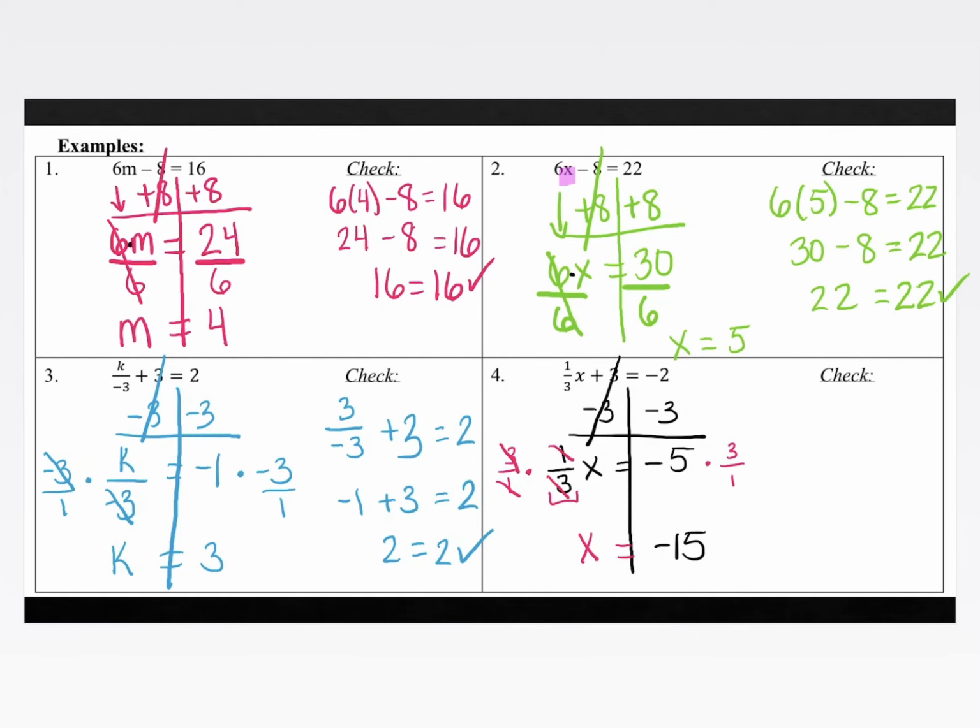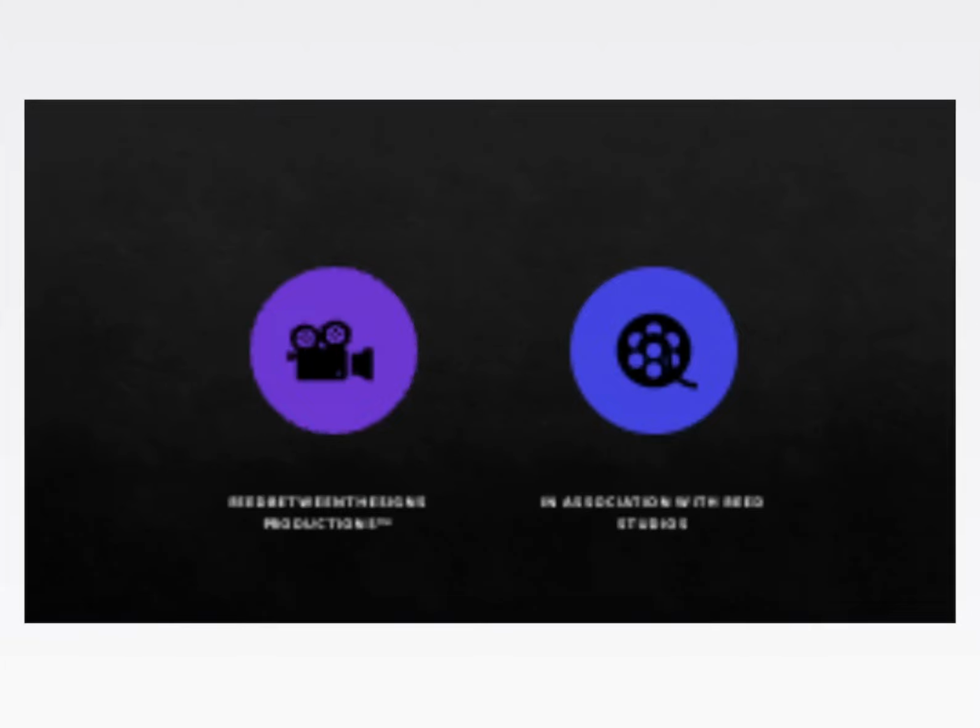Now we can plug it in to see if it works. 1/3 times negative 15 for x plus 3 should give us negative 2. 1/3 times negative 15 is negative 5, plus 3 should give us negative 2. If we start at negative 5 on our number line and go 3 steps to the right, we'd end at negative 2. So we are all set.